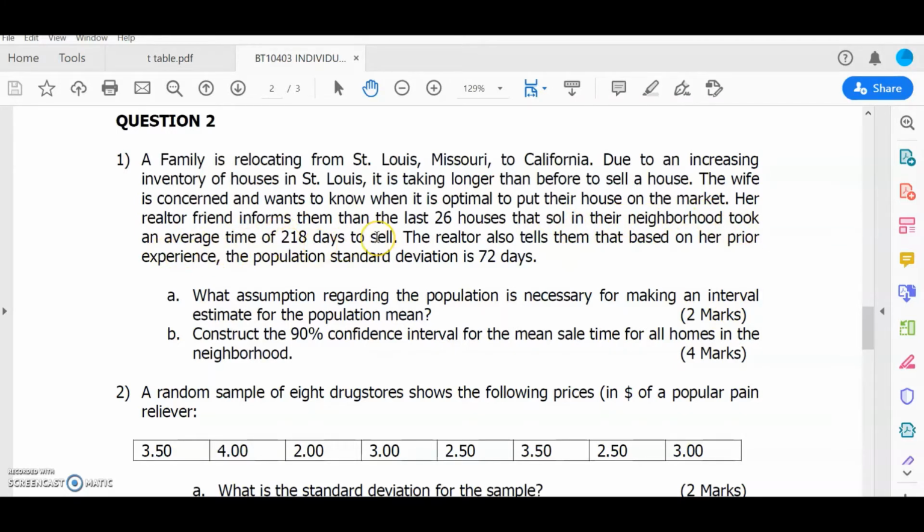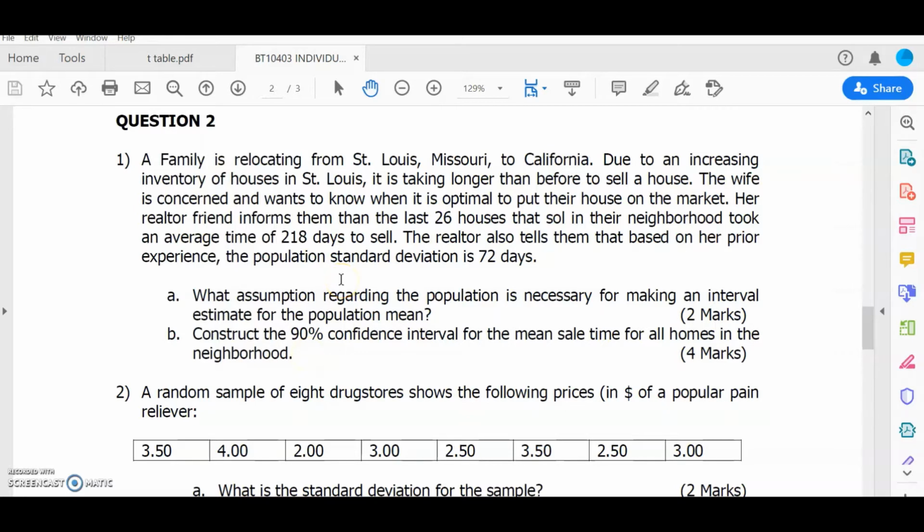218 days to sell. The realtor also tells them that based on her prior experience, the population standard deviation is 72 days. A. What assumption regarding the population is necessary for making an interval estimate for the population mean? B. Construct the 90% confidence interval for the mean sale time for all homes in the neighborhood.